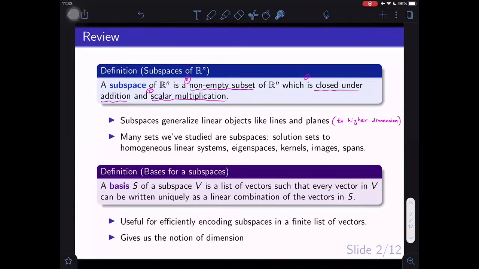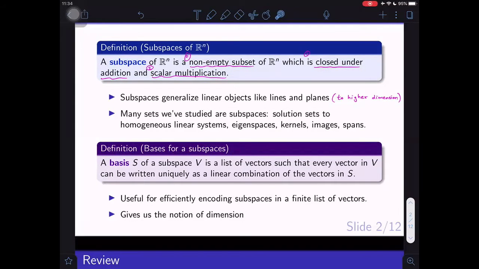Subspaces also arise as sets, which we have been studying, like solution sets to homogeneous linear systems, eigenspaces, kernels, images, and spans. A basis is an efficient way to describe a subspace. Usually a subspace has infinitely many elements. A basis can encode all information about the subspace using a finite list of vectors. Another reason why bases are useful is that bases give us a notion for dimension.